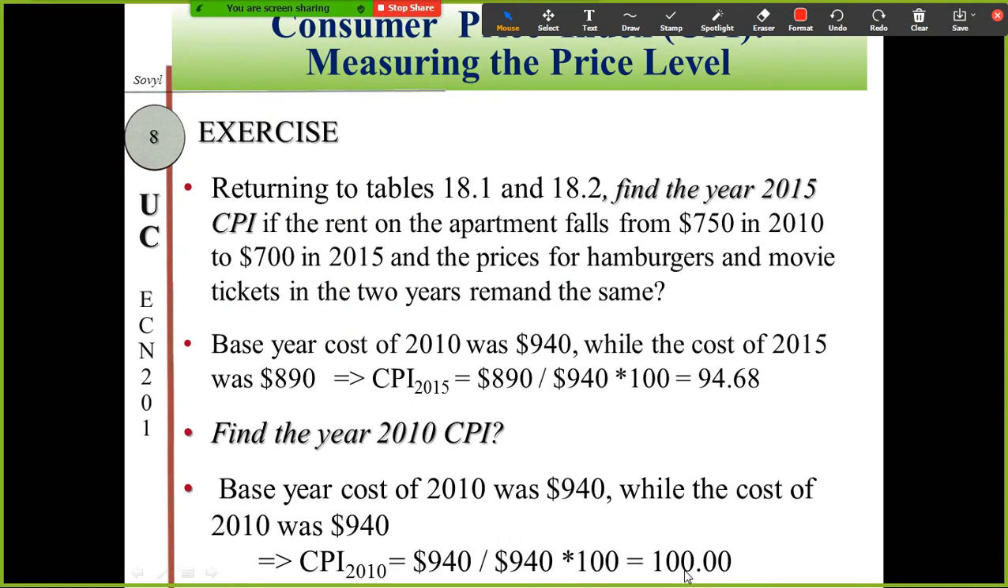Maybe you still remember from the previous chapter the GDP deflator. The GDP deflator has the same function as the CPI, because the GDP deflator is an index that we use in order to study the overall change in the price level in the economy. However, the CPI is also an index that we use in order to check the overall change in the price, the overall cost of living in the economy. That's why the CPI and the GDP deflator play the same role.